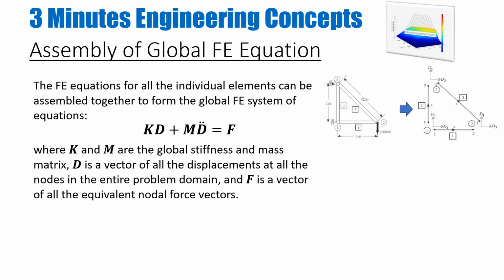Once we formulate this, we will have a global system of FE equations which has all the elements in it. It will look something like this, where K and M are the global stiffness matrix and mass matrix, while D is the vector of all displacements at the nodes in the entire problem. So we're not looking at one element, but all the nodes. Let's say in the figure on the right hand side we have 3 nodes, so we will have all 3 nodes accommodated with all 3 elements in these equations. And obviously F is the force vector, made of equivalent nodal force vectors depending on whatever forces are acting on each node.